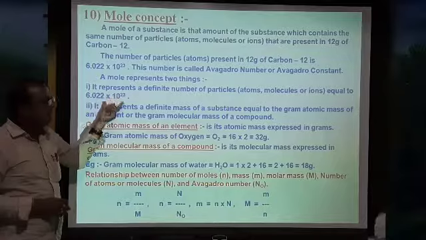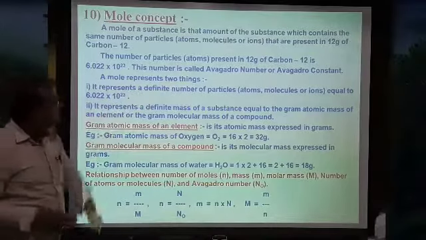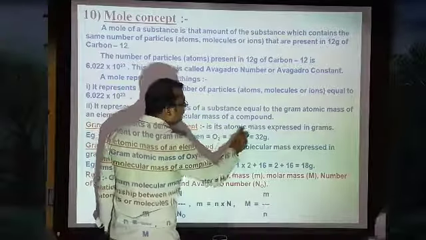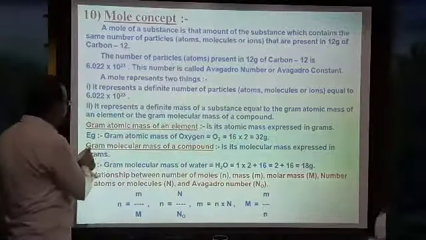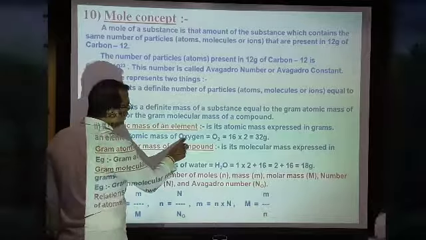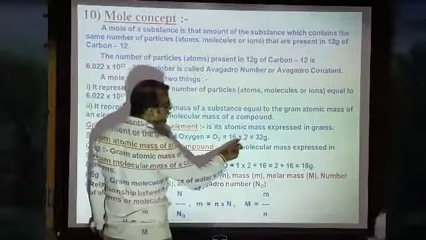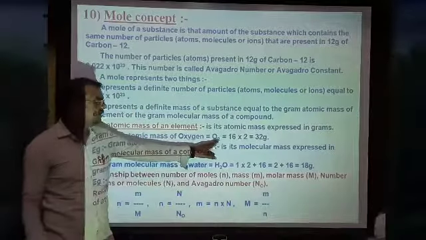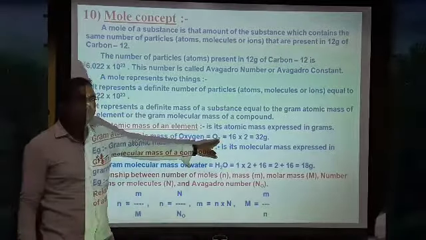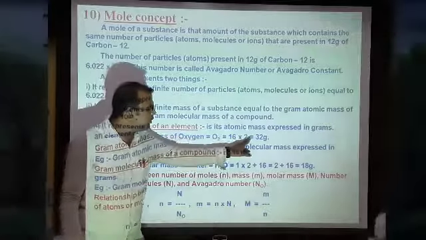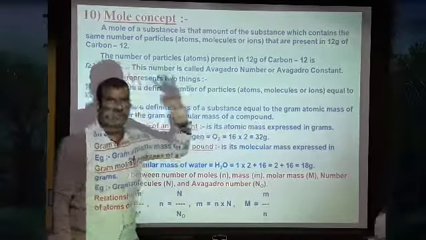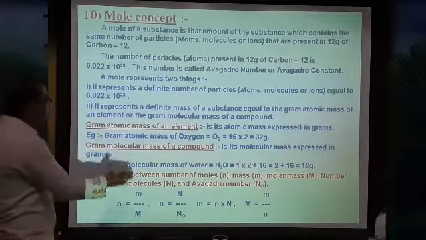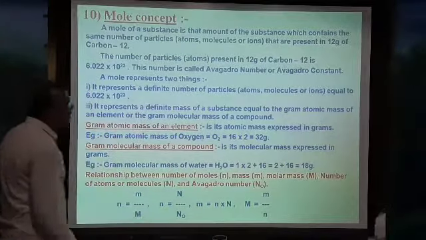If you want to compare this value with a gram, what happens? Gram atomic mass of an element is its atomic mass expressed in grams. For example, gram atomic mass of oxygen, O2: 16 into 2 is equal to 32. How many oxygen atoms are there here? 2. What is the atomic mass of oxygen? 16. 16 into 2 gives 32 grams. 32 grams is the gram atomic mass of oxygen.